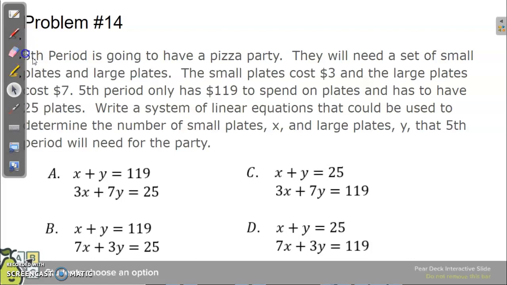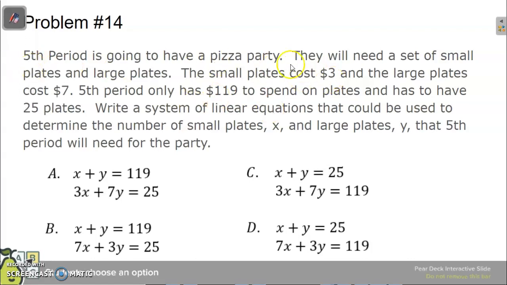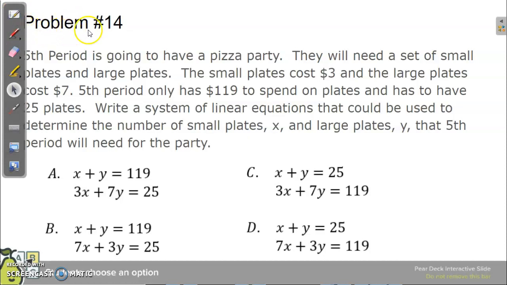Question 14. This one right here, guys. The answer's right here. So let's take it step by step. The small plates cost $3. Large plates are $7. Fifth period only has $119 to spend on plates and has to have 25 plates. So write a system of linear equations to be used to determine the number of small plates x and large plates y. So small plates are x, large plates are y.